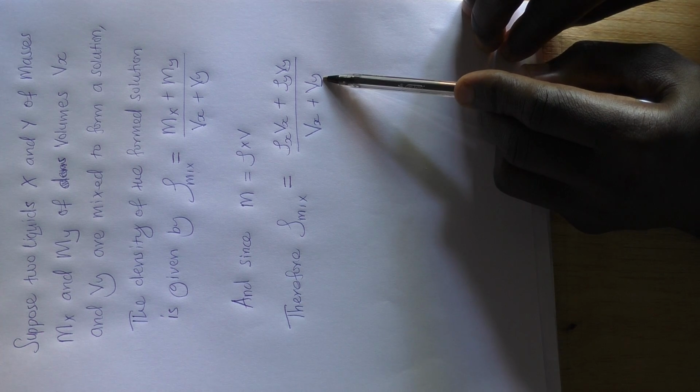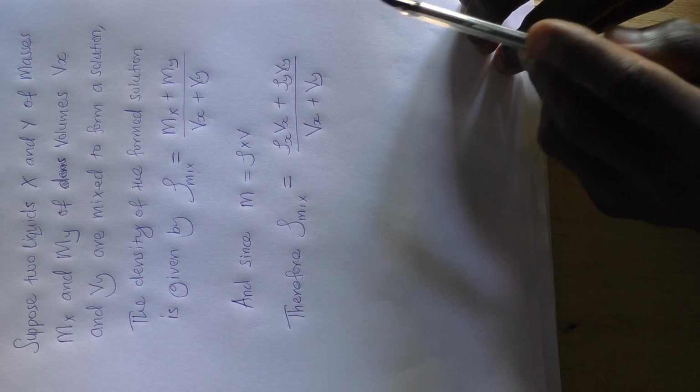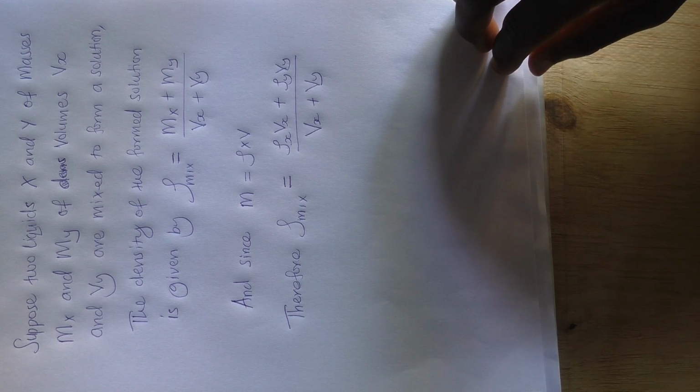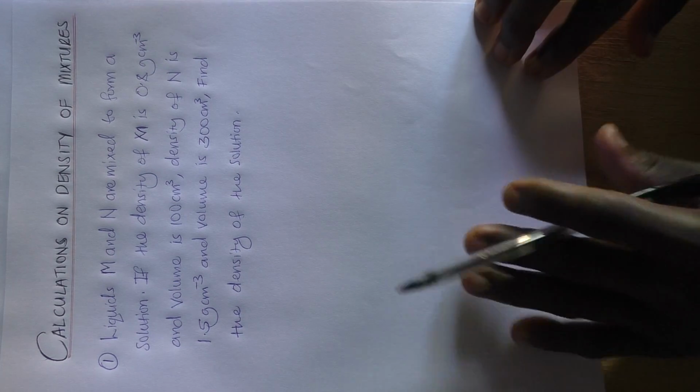And after looking at how we find density of mixtures, let us look at some calculations involving density of mixtures. Calculations on density of mixtures. Number 1 says liquids M and N are mixed to form a solution.